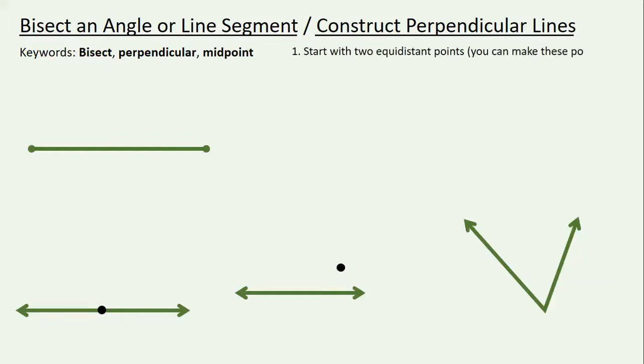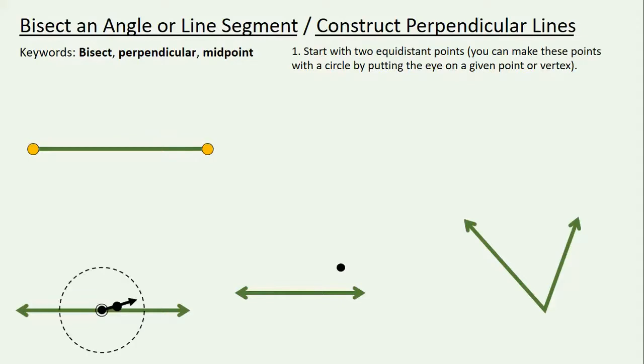To start, we need two equidistant points. We can make these points with a circle by putting the eye on a given point or vertex. In a line segment, we're already given the 2 points we're going to use. But with our other 3 shapes, we're going to place the eye of our compass on the given point. With angles, the given point will always be the vertex.